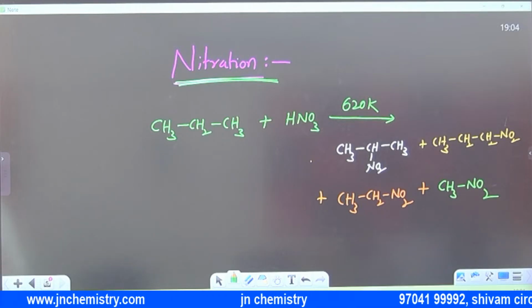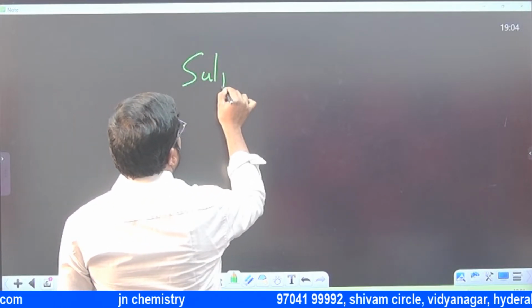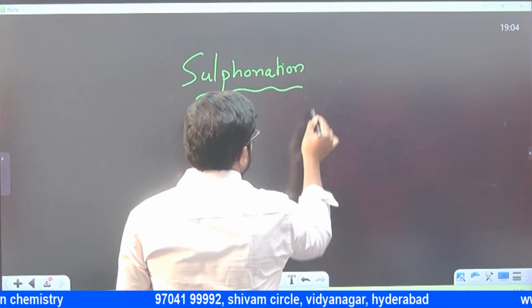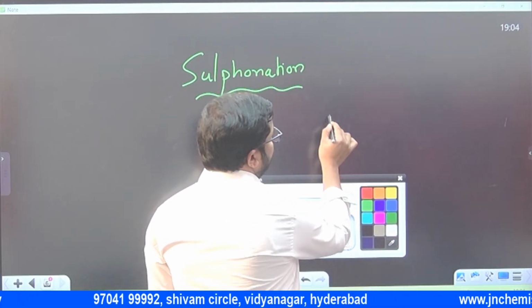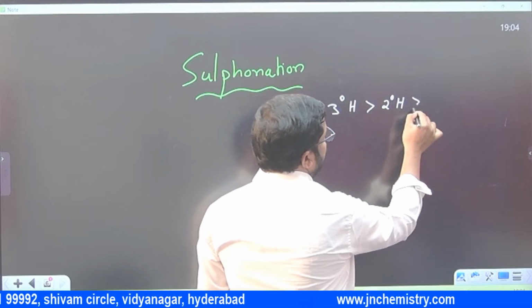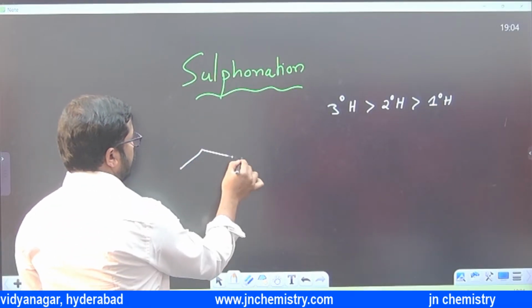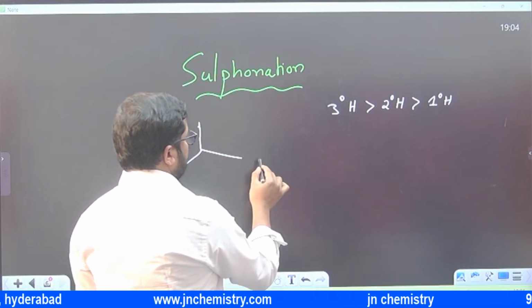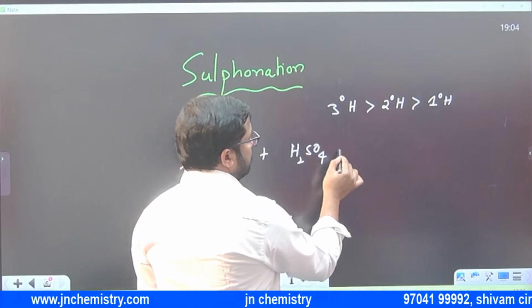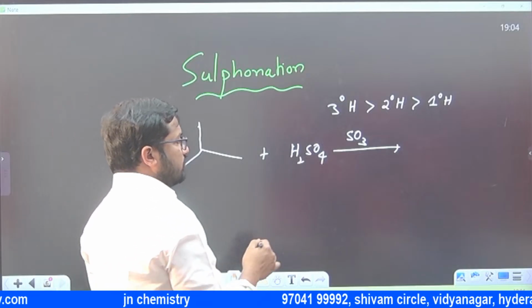Then next, sulfonation. Sulfonation. So the order of reactivity in alkanes is 3 degree hydrogen, then 2 degree hydrogen, then 1 degree hydrogen. So we are using H2SO4 with SO3, fuming sulfuric acid we will use, or H2S2O7 also we can use.